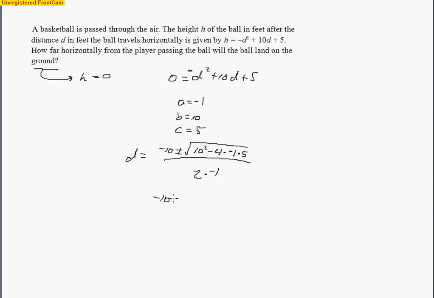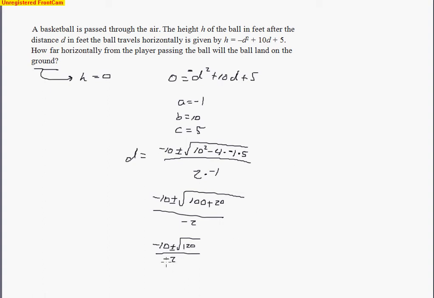So we work a little more, negative 10 plus or minus the square root. This makes 100, and the two negative signs cancel each other out to make a positive 20. And this is all over negative 2. So negative 10 plus or minus the square root of 120 over negative 2. So we want to try to come up with just the positive answer here. And there might end up being two answers, so let's go ahead and come up with both of them and see what they look like.